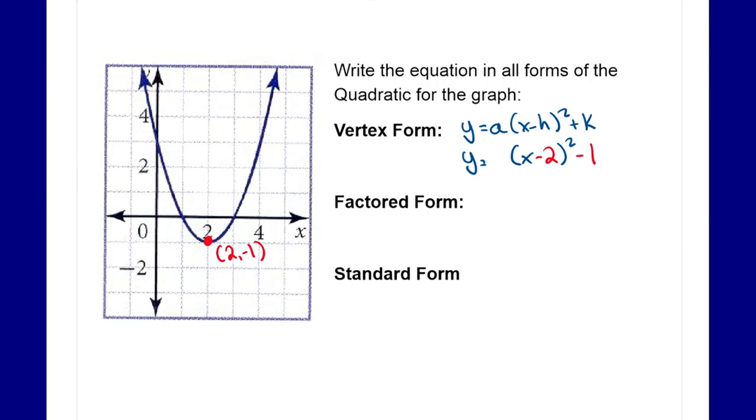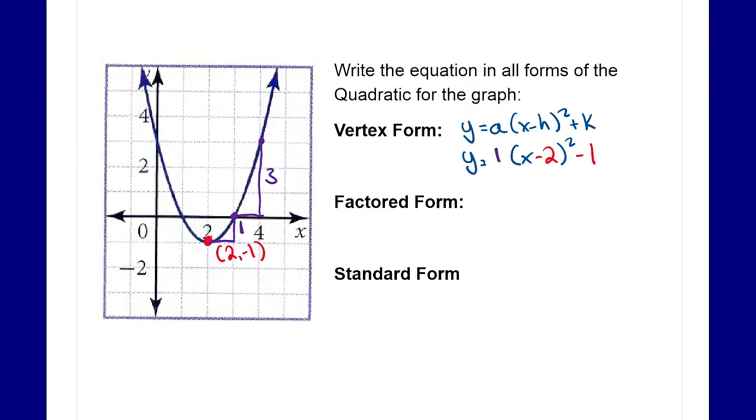The a value, remember, it comes from our step pattern. So in this case, we go over 1, up 1. The next step is over 1, up 3. If we're trying to determine the a value, all we really need to worry about is that first step. That first step is going to tell us our a value. So in this case, our a value is going to be 1.